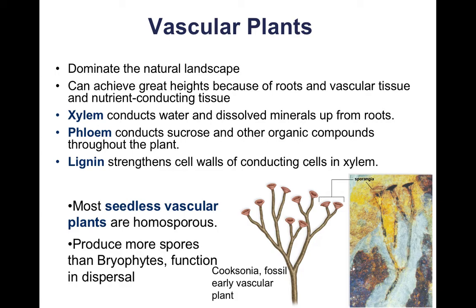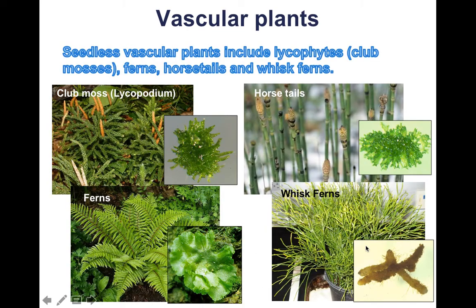Most of the seedless vascular plants, which we're going to talk about, are going to be homosporous. So that means they only produce one type of spore. They produce more spores than bryophytes. So they will produce a whole bunch of spores compared to bryophytes, which is going to increase the dispersal of the organism on land. This is called Cooksonia, and we think this was one of the earliest vascular plants. This doesn't exist today, but we have fossils of Cooksonia.